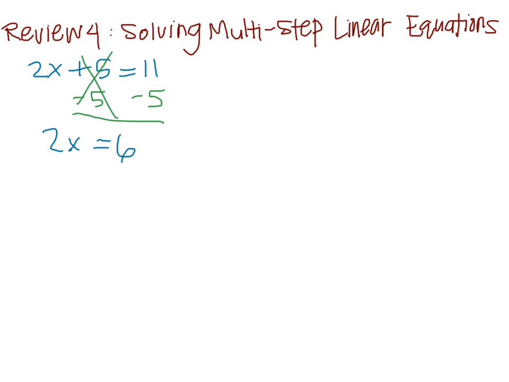Now I know that 2x means 2 times x, and the inverse operation of multiplication is division. So I'm going to divide both sides by 2. 2 divided by 2 is 1, so we can go ahead and cross those out. That leaves me with x, and 6 divided by 2 is 3.